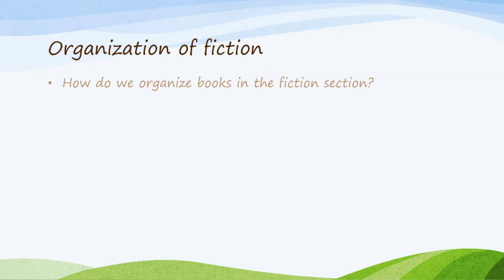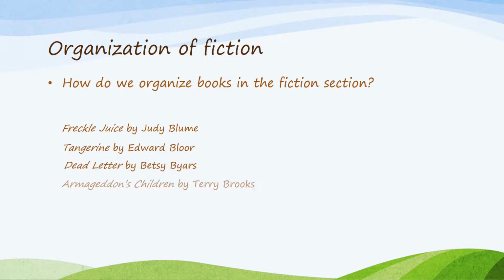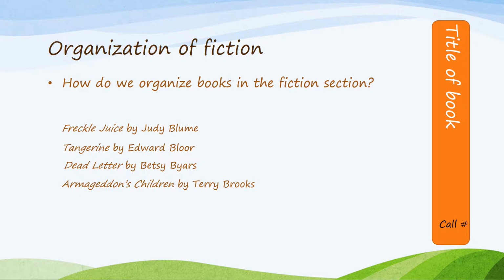So we're going to take a look at how fiction is organized. How do we organize books in fiction? We take a look at 4 books, and as you can see, we have titles and authors. When we have a book, the title appears on the spine, and at the bottom is the call number that you will use to organize fiction.